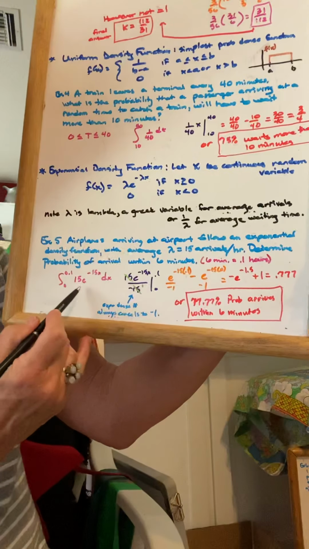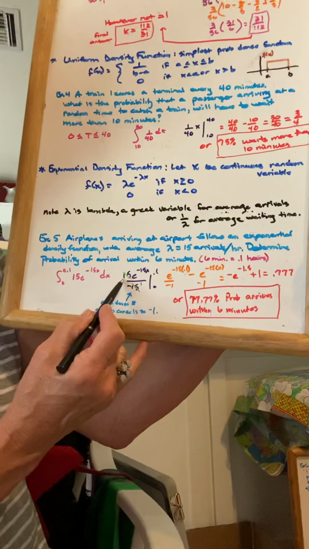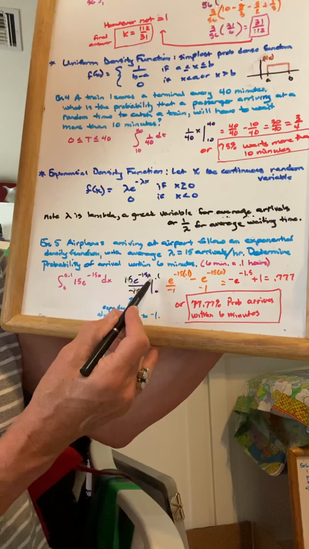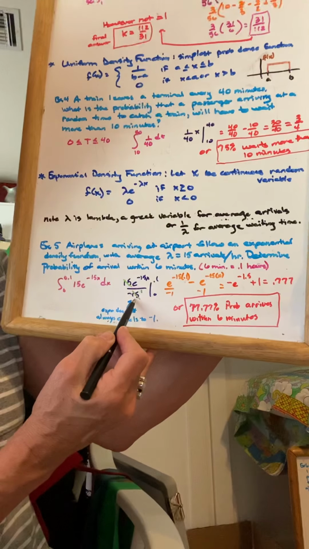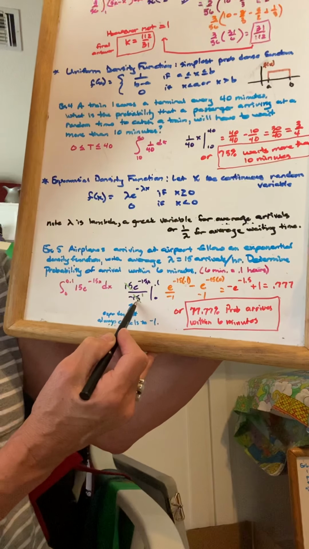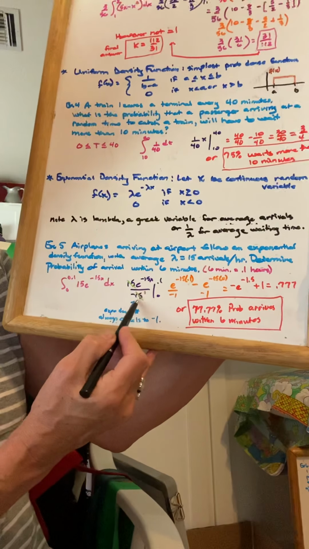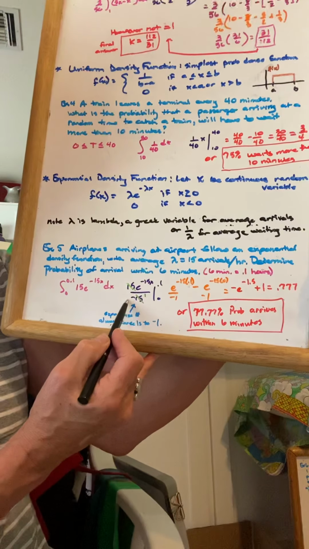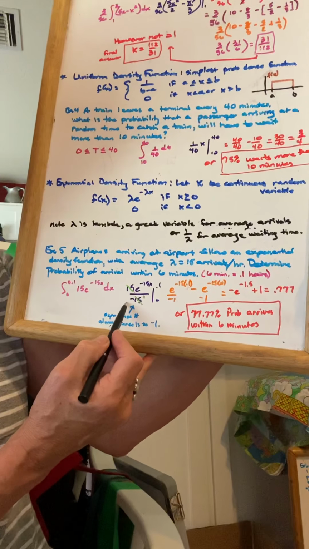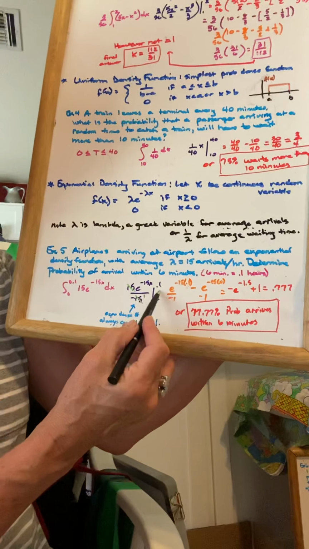Okay, I integrate that. Well, the 15 stays solid. E to the negative 15x over negative 15 is my integral of e to the x. Okay, the 15's cancel, but the negative does not. Make sure you keep the negative. That's going to be critical. And it's from 0 to 0.1.